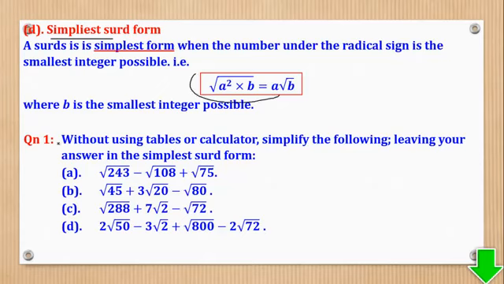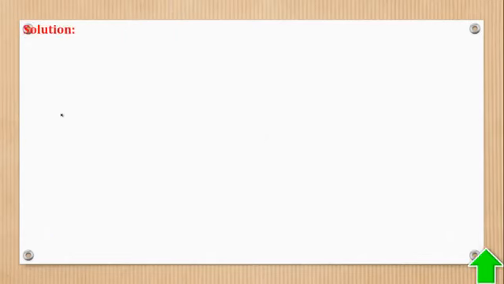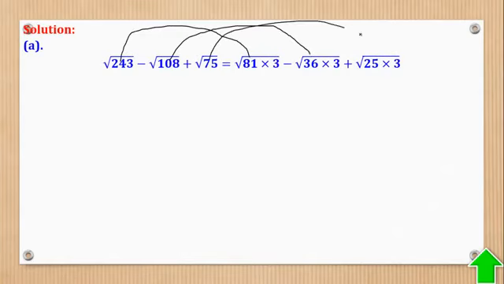And with this knowledge, you shall go through these questions. Then realize that all these ones, they are different, but they are not yet simplified. So let's see what happens if we simplify them. Let's start with part A. Part A, we are given this. This one is the same as 81 times 3, and this is 36 times 3, and this is 25 times 3. We all know that 81 is 9 squared, 36 is 6 squared, 25 is 5 squared.